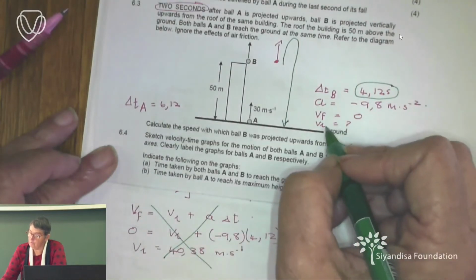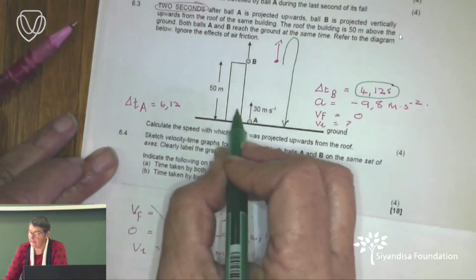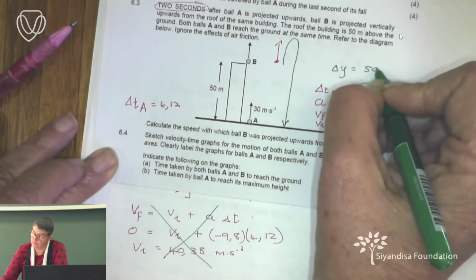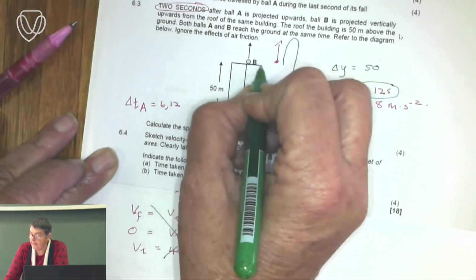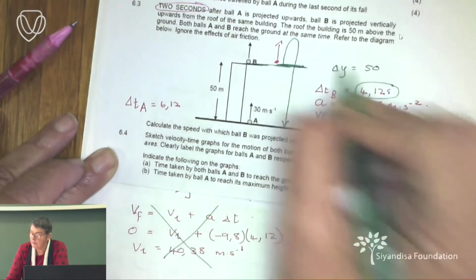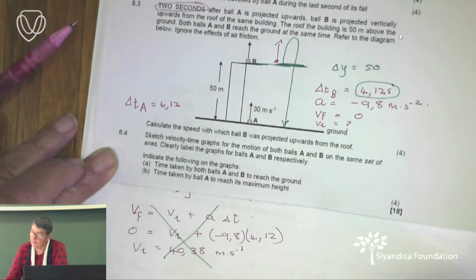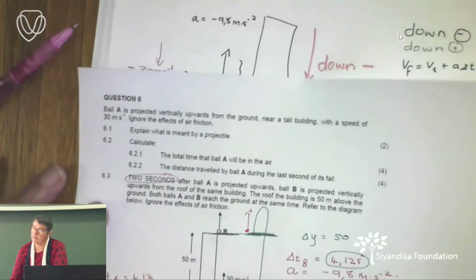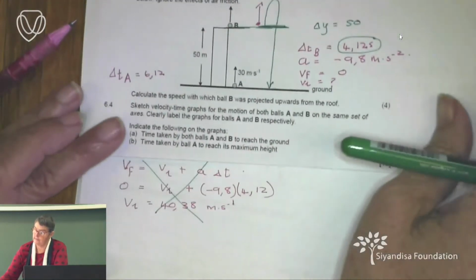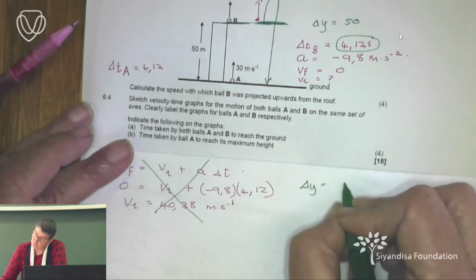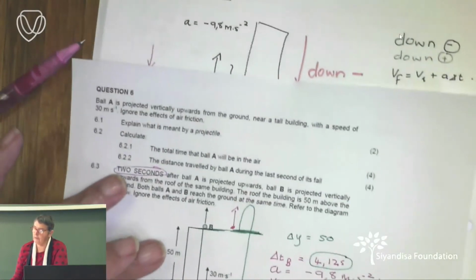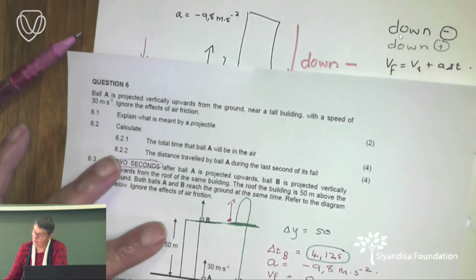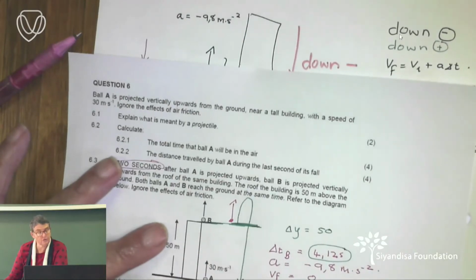Okay. So we need to think now. What I can use over here is delta y, which is going to be equal to 50 meters. Because remember, at that point, the velocities will be equal. So I can now choose my formula because now I've got a delta y. I'm going to say delta y is equal to VI delta t plus half A delta t squared.